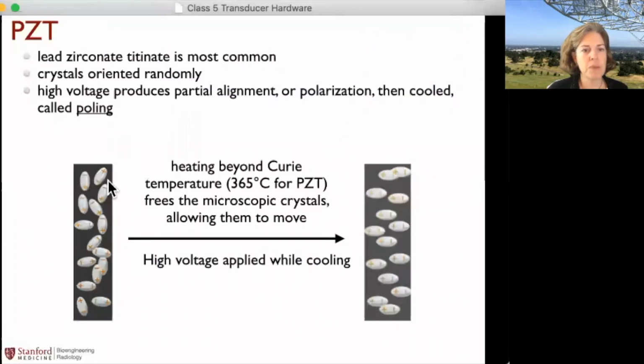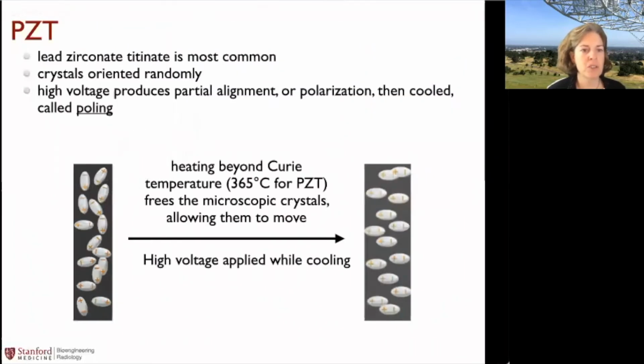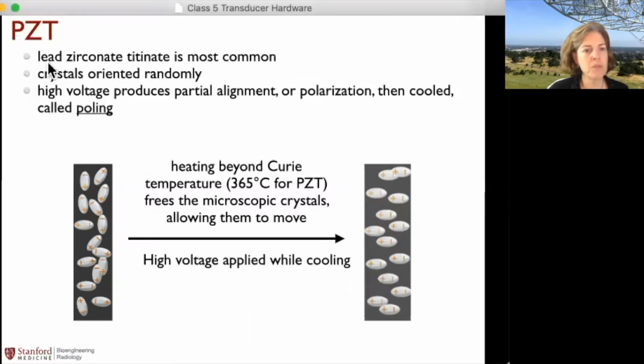All right, so piezoelectric crystals. PZT, lead zirconate titanate, is the most common material. Other crystals are used for transducer creation, but PZT is the most common. The basic idea is that the crystals are oriented randomly, and then once they're heated beyond the Curie temperature, which is 365 degrees C for PZT, that frees those microscopic crystals and allows them to move.